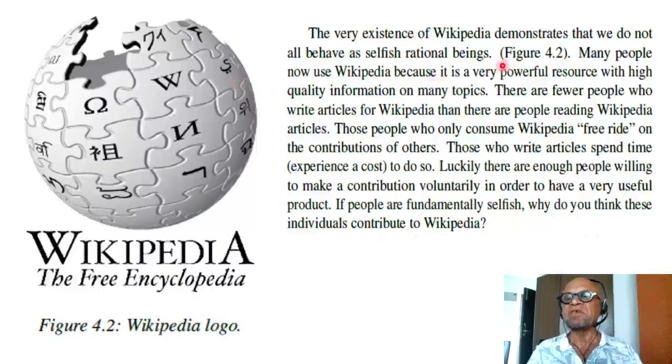The very existence of Wikipedia demonstrates that we do not all behave as selfish, rational beings. Many people now use Wikipedia because it's a very powerful resource with high quality information on many topics. There are fewer people who write articles for Wikipedia than there are people reading Wikipedia articles. So those who contribute are making their knowledge freely available. They're investing their time and energy to give you a service. Those people who only consume Wikipedia free ride on the contributions of others. So free ridership is a key aspect in social dilemmas.